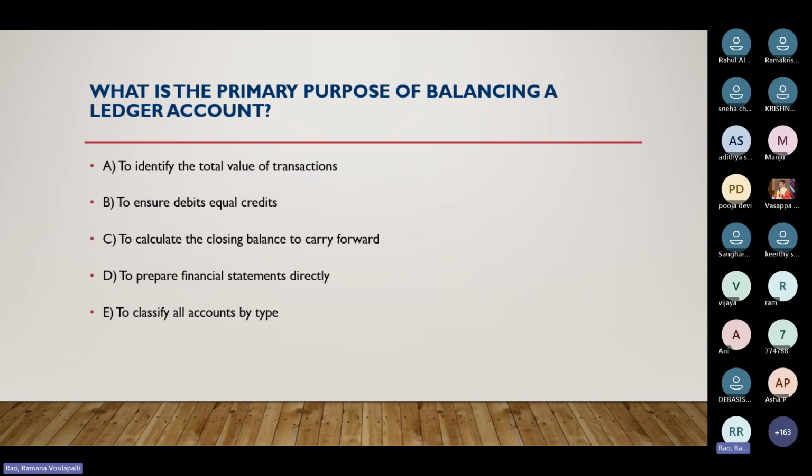Great. What is the primary purpose of balancing a ledger account? Yes, tell me. This question has been asked previously many times in the exam. What is the primary purpose of balancing a ledger account?